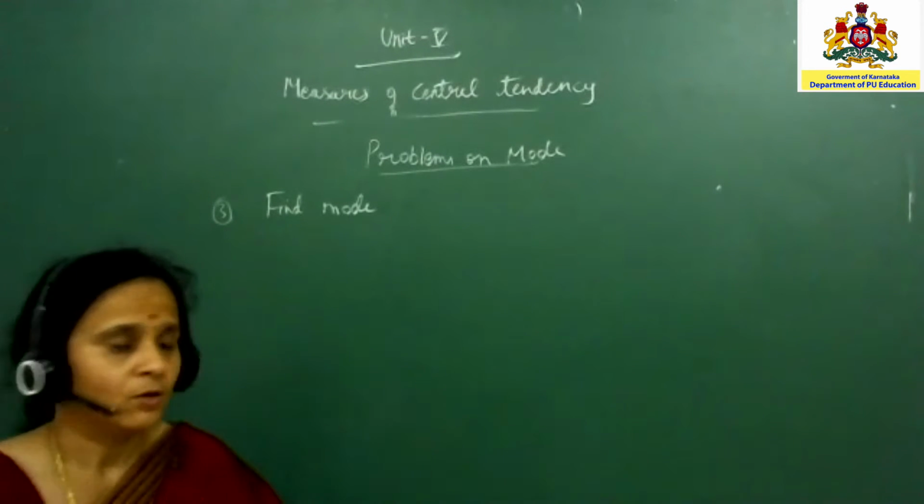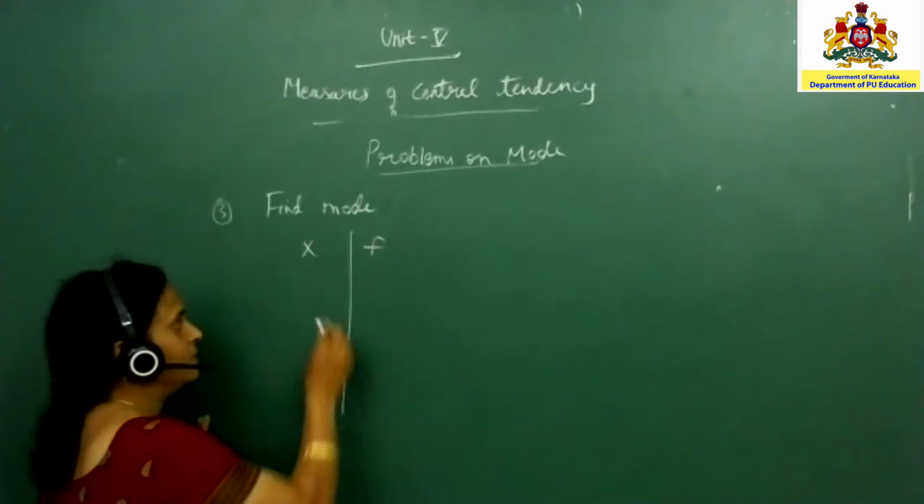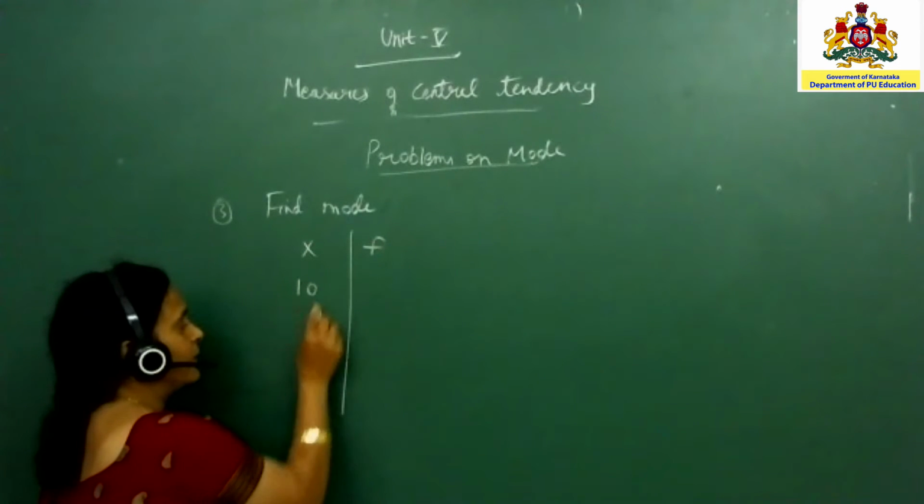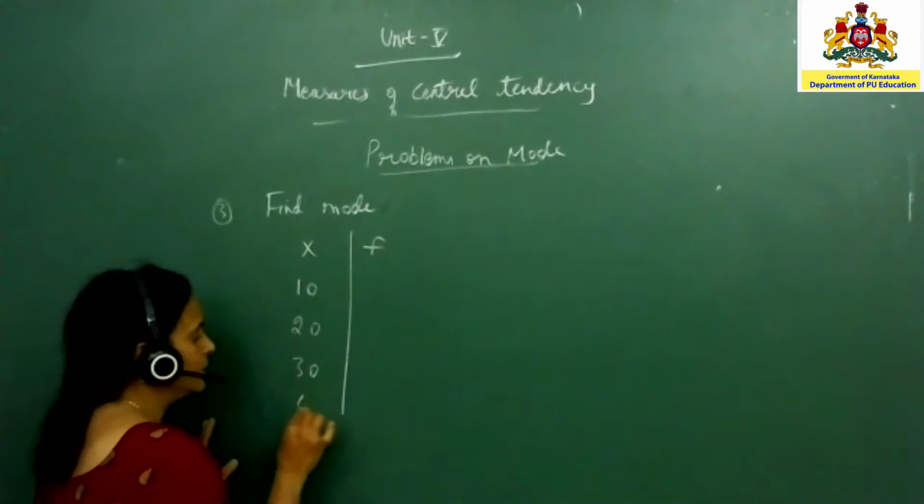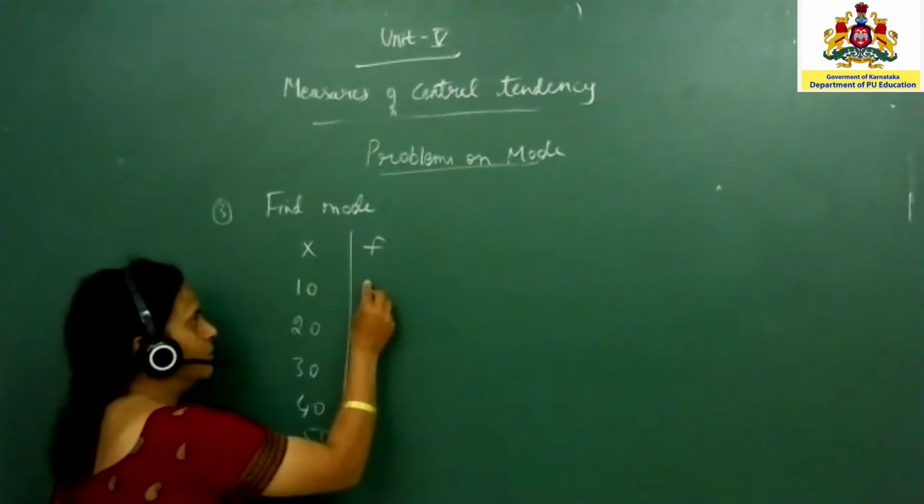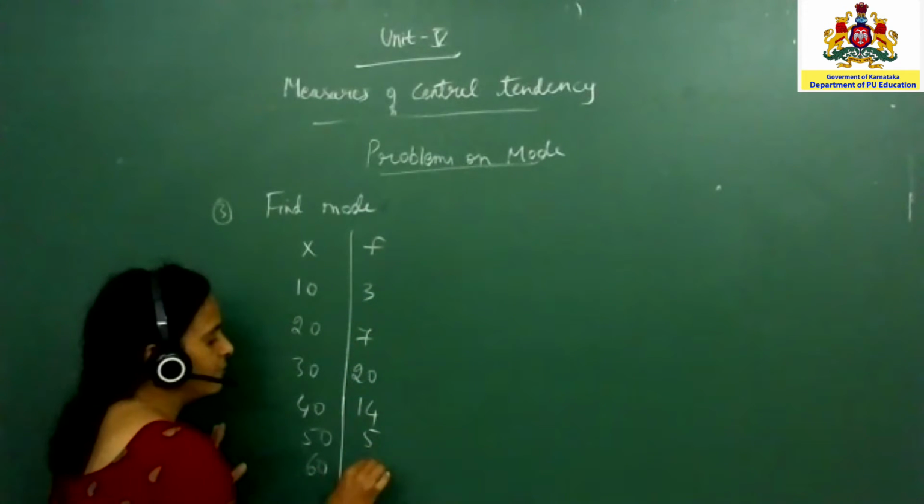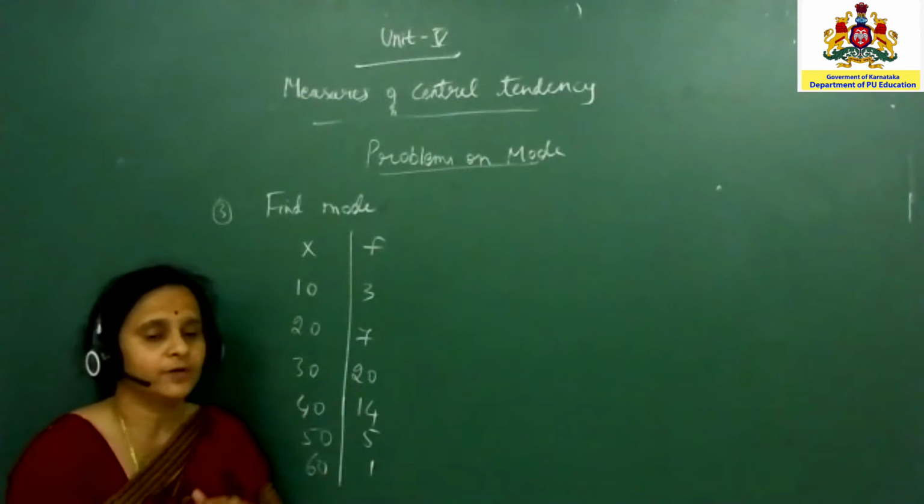Next problem. Find the mode. We'll take a discrete frequency distribution with x and f. The x values are 10, 20, 30, 40, 50, 60, and the frequencies are 3, 7, 20, 14, 5, and 1. So how do we find the mode?